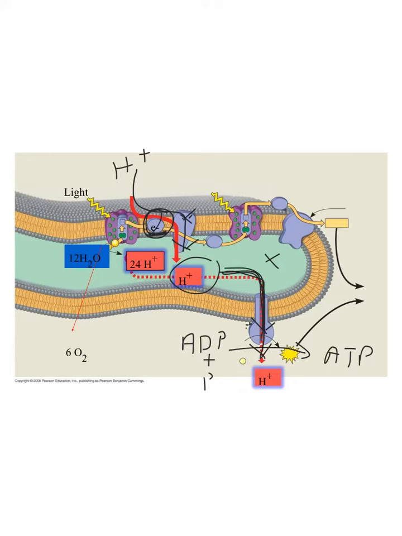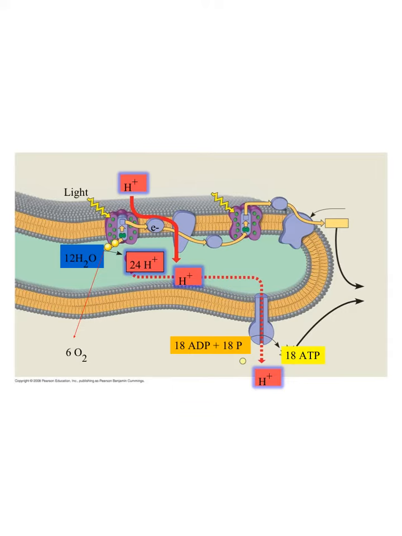This flow continues, and we can take up to 18 ADPs to make 18 ATPs. Awesome! Well, we got some ATPs, and we're going to be using those in the light-independent reactions. That's cool. But remember, we have to shuffle the hydrogens over to the light-independent reactions, the Calvin cycle reactions, as well. So we're going to have to do that, but we're going to need some help.